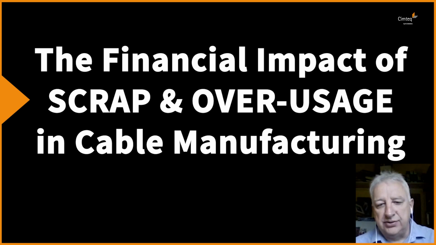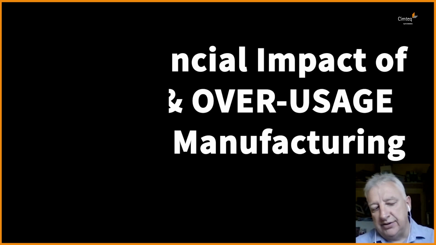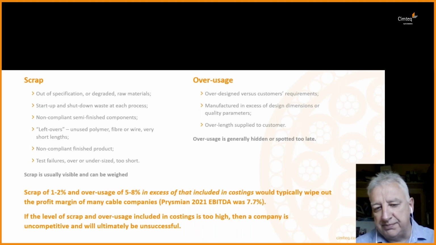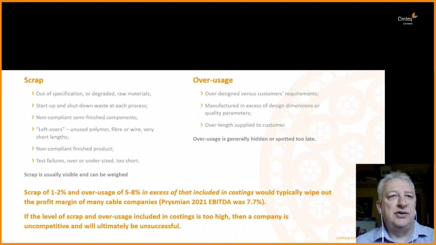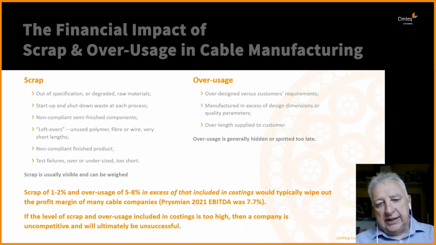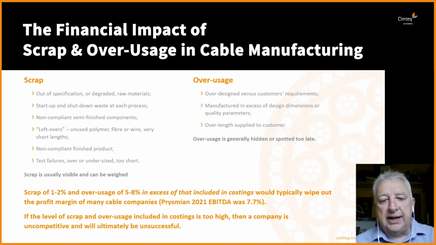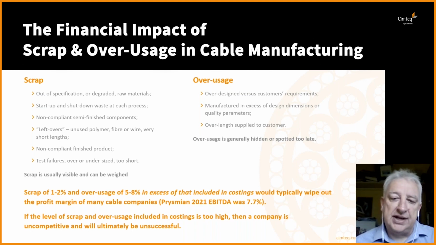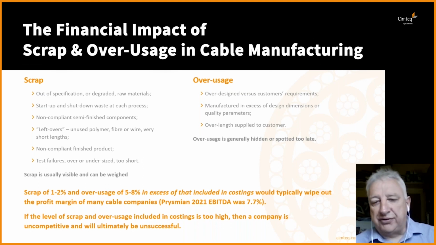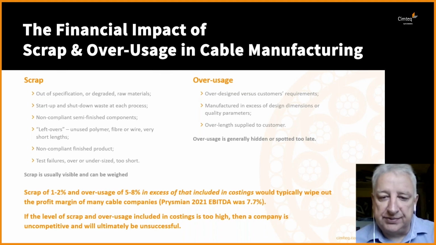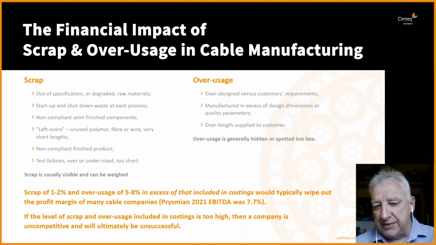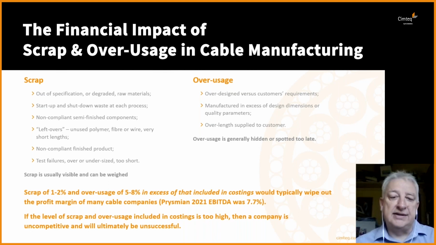I'd like to start by talking about money, because materials form a significant part of the cost base of cable businesses, as you all know, but I just wanted to put the money in context. In 2021, Prysmian, in its annual accounts, said that its EBITDA was 7.7%, so its costs were 92.3% of its sales. So costs are a big part of cable making, and manufacturing costs and materials is the significant proportion, probably 70 to 80%.